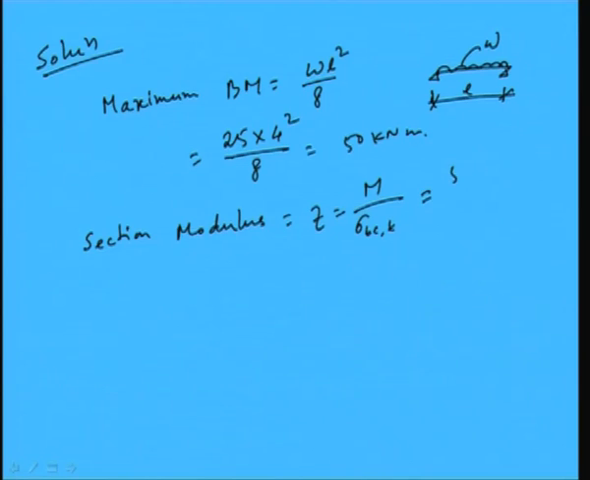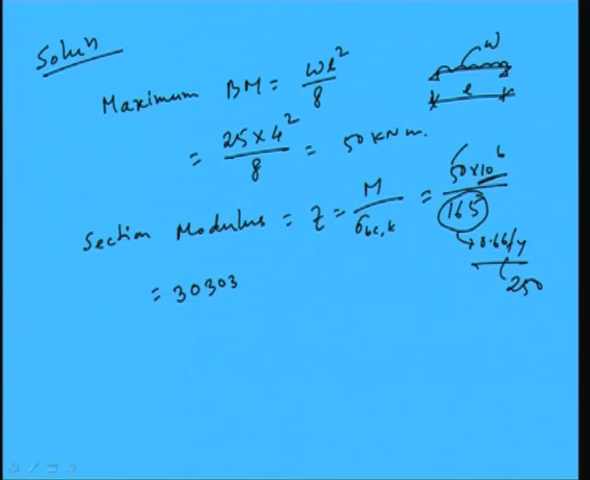So, if we put the value, this is 50 kilonewton meter and then sigma BC is 165, right. This is 0.66 Fy as we know, and Fy let us assume 250. So, if we assume Fy value of 250, then this sigma BC will become 165. I am multiplying by 10 to the 6 to make it Newton millimeter. So, after calculating this, we are going to get the value as say 30303.3 millimeter cube, right.